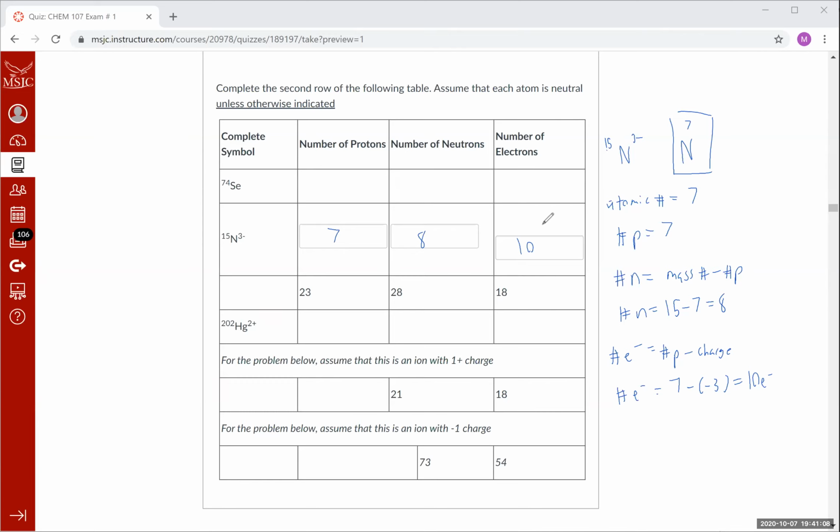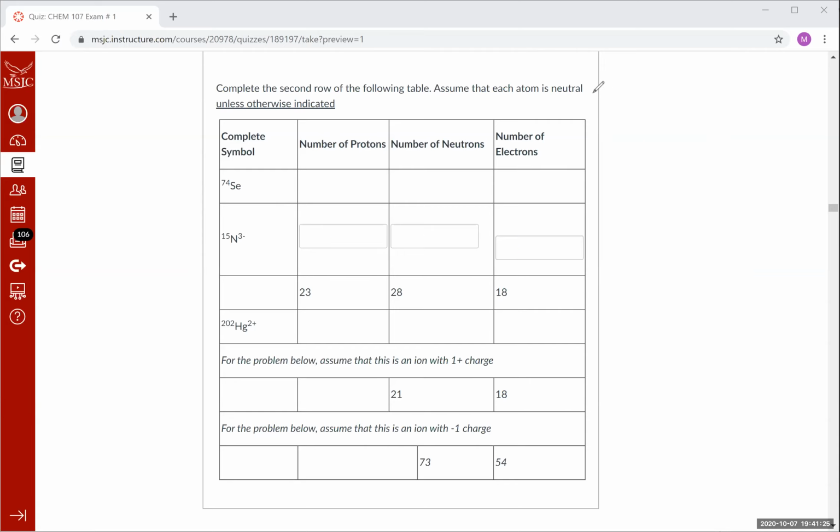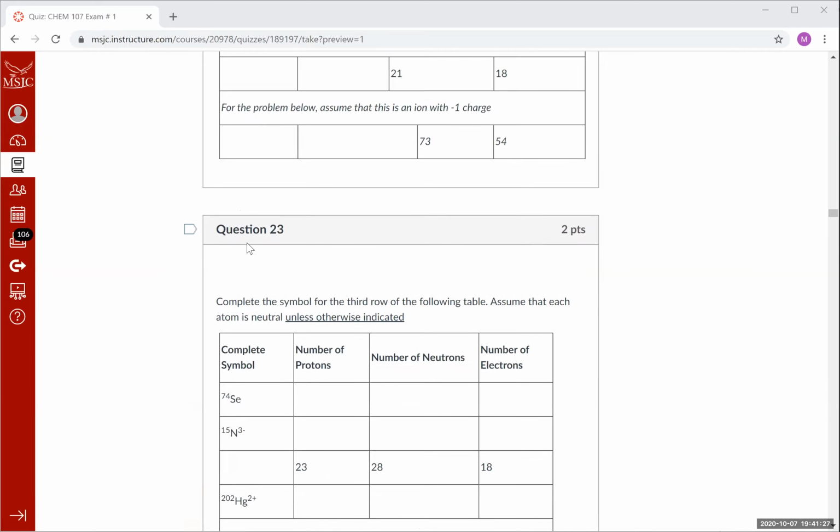This example was from one of the note sets, actually. Does this example make sense? Any questions on this example? Okay, so let's clear this and let's look at this next case.